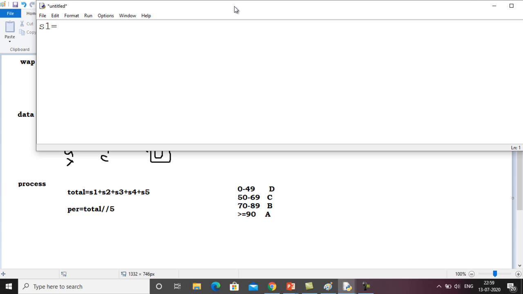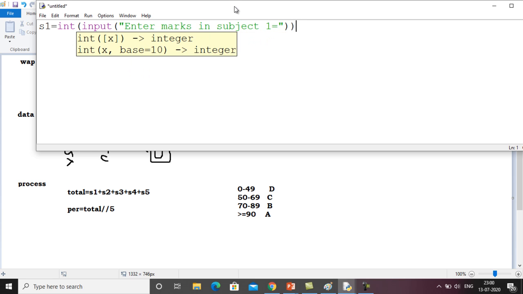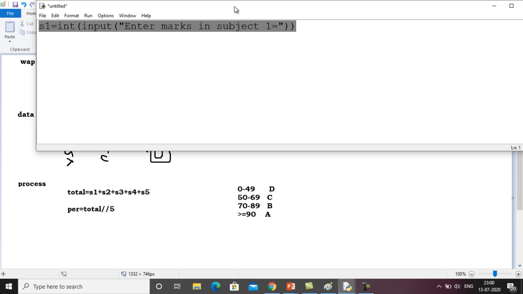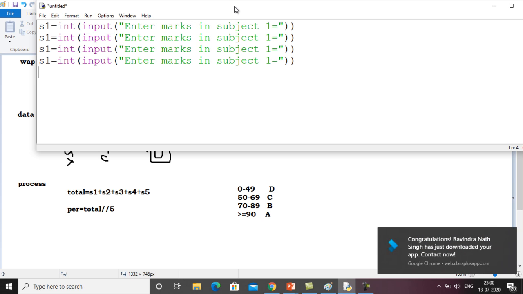So let's do it. S1 is equal to int input, enter marks in subject 1. Okay, right. So this statement is complete. Let me copy and paste this statement 5 times.